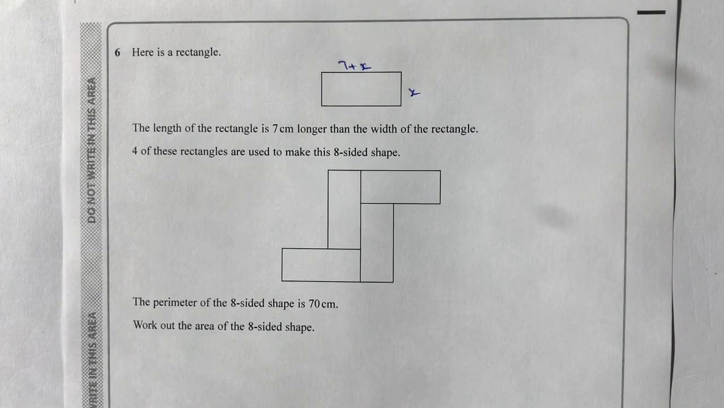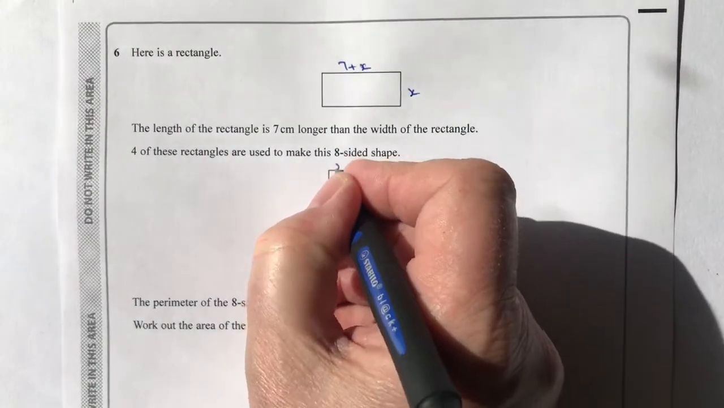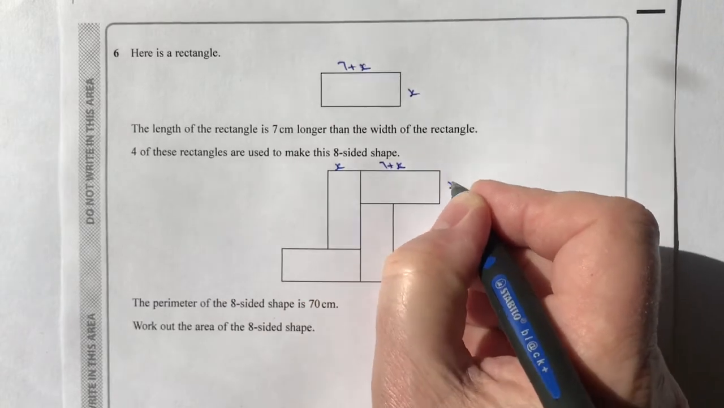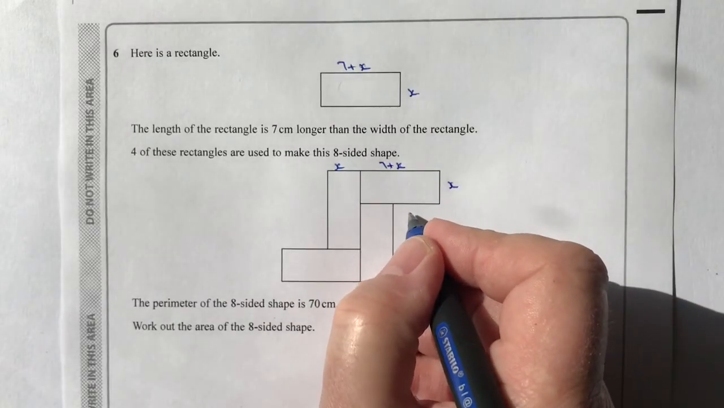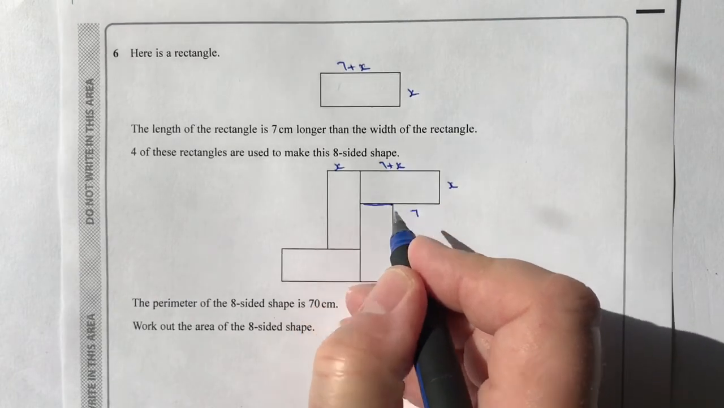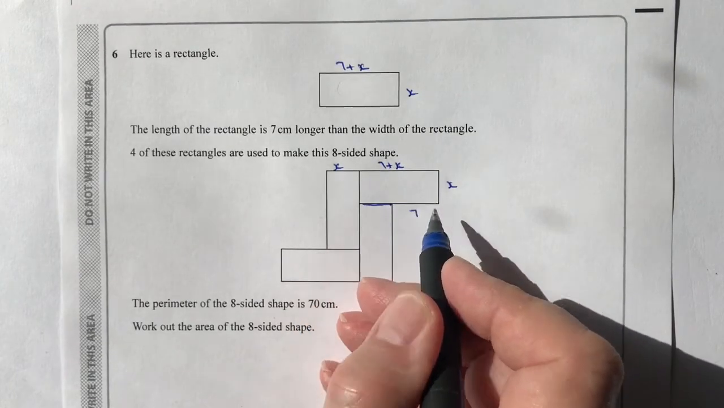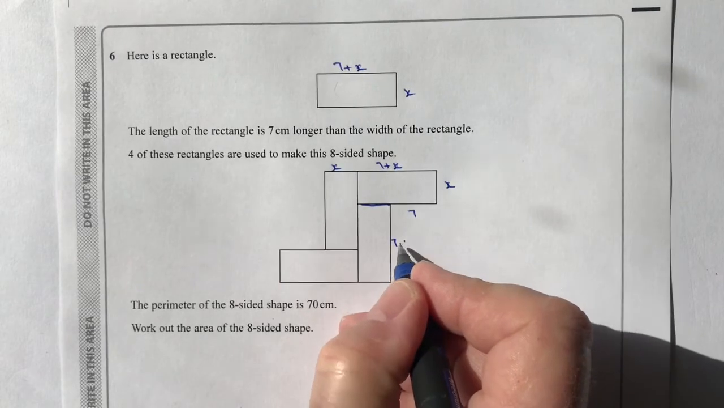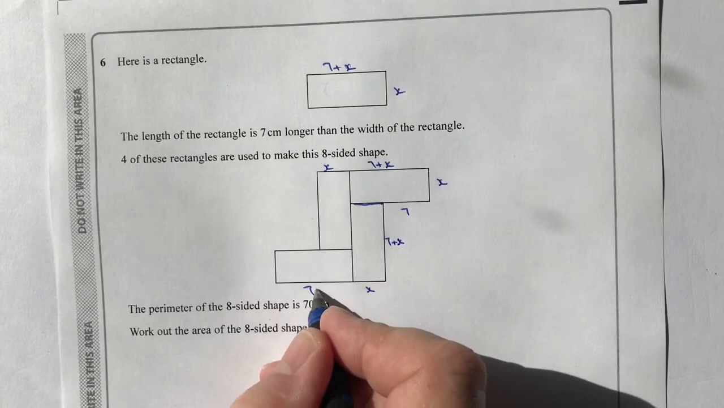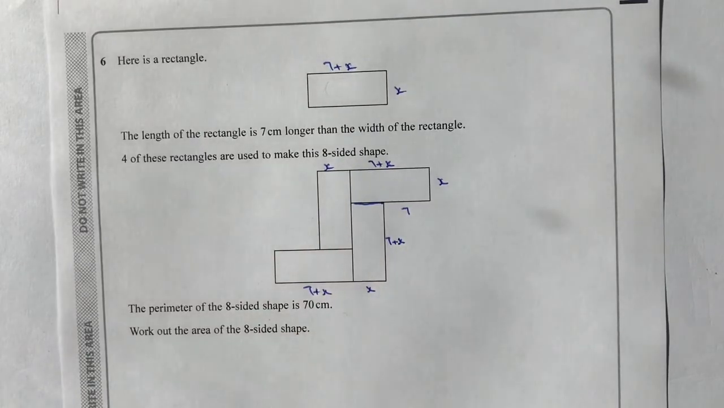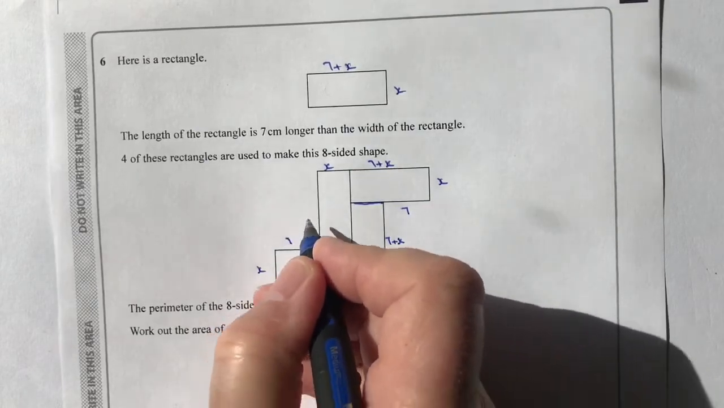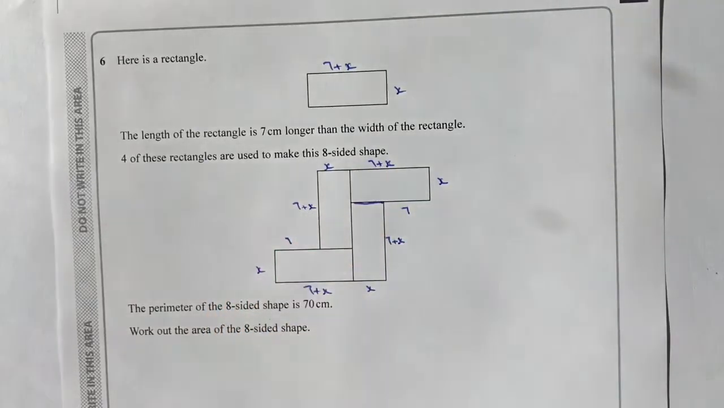Well, we're saying that if we look at these rectangles, I've got x, 7 plus x, x again. This one is going to be 7 because this is x, okay? So it's going to be just 7 on its own. That would be 7 plus x. That would be x. 7 plus x, okay? Hopefully you see my logic here, x. This would be 7 and this would be 7 plus x, okay?